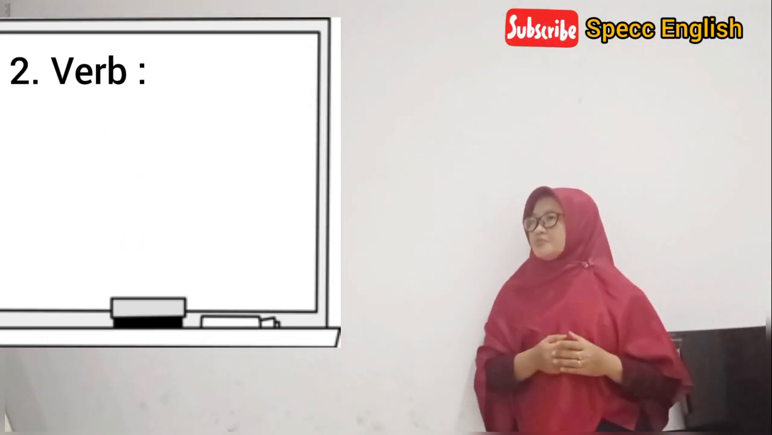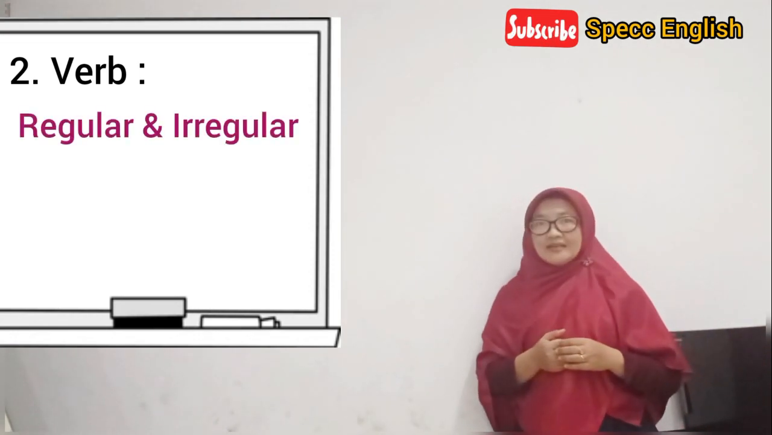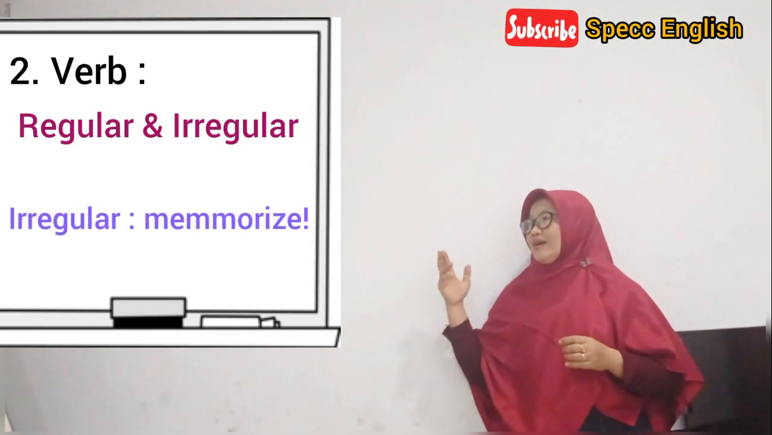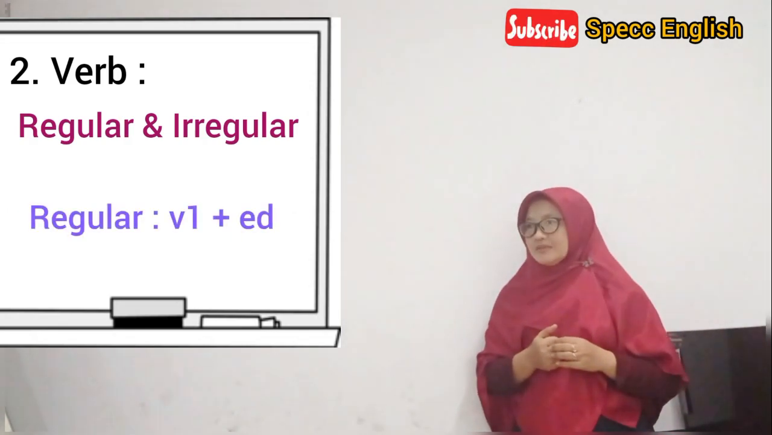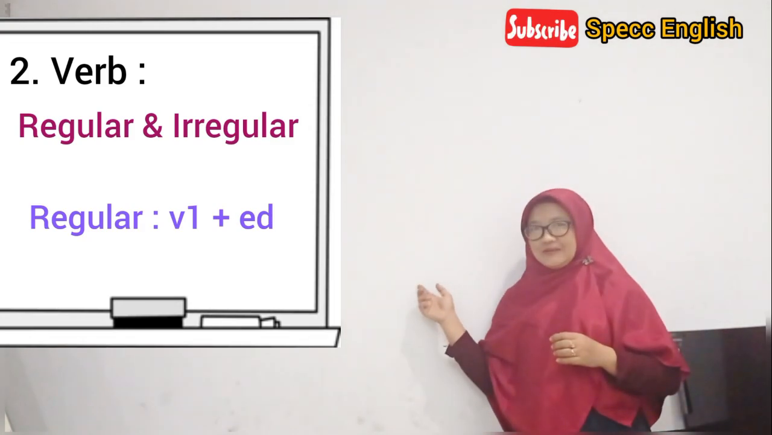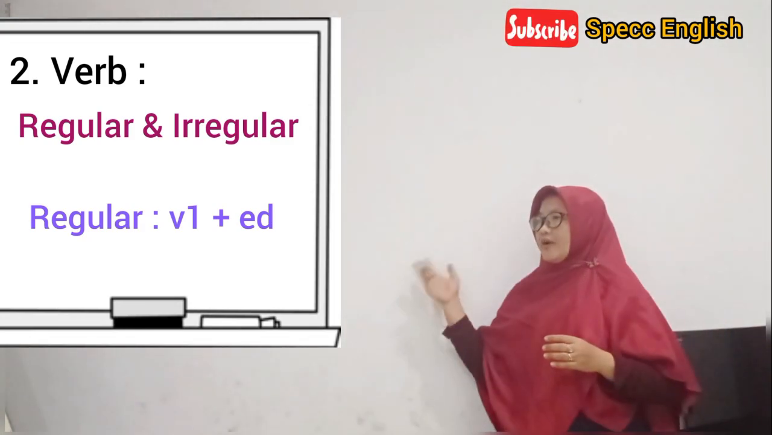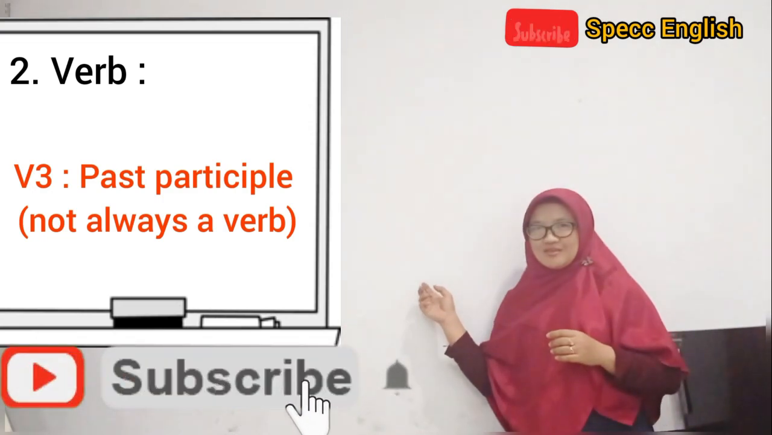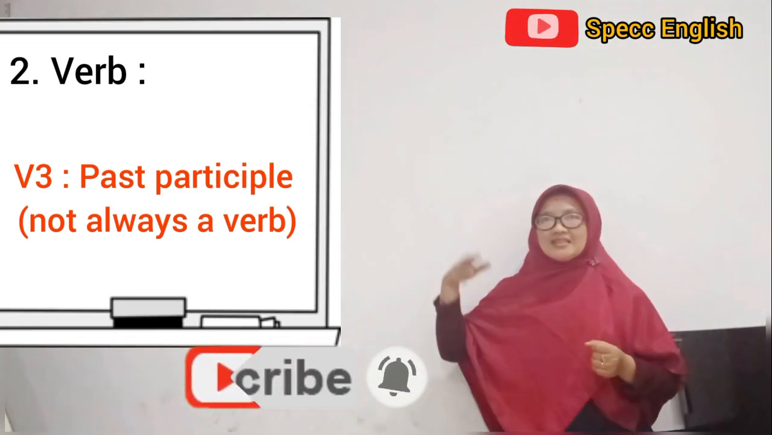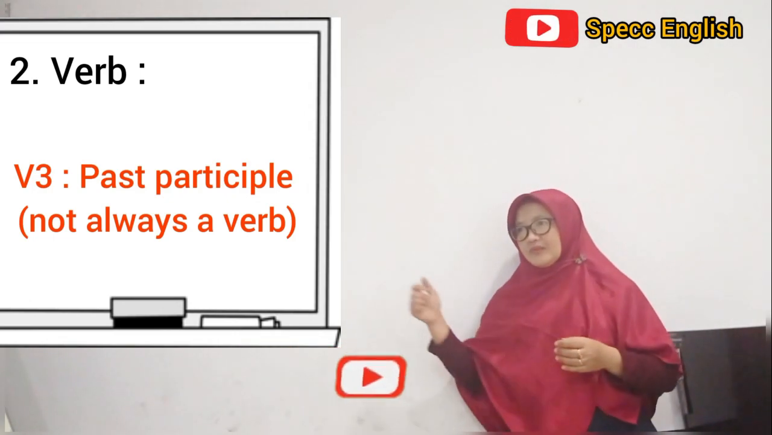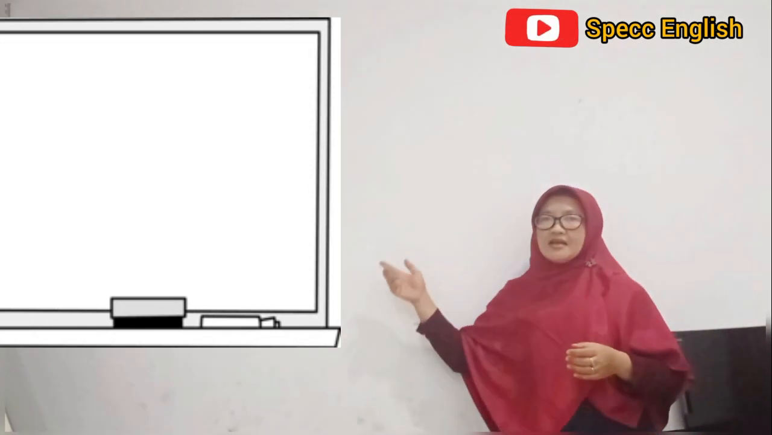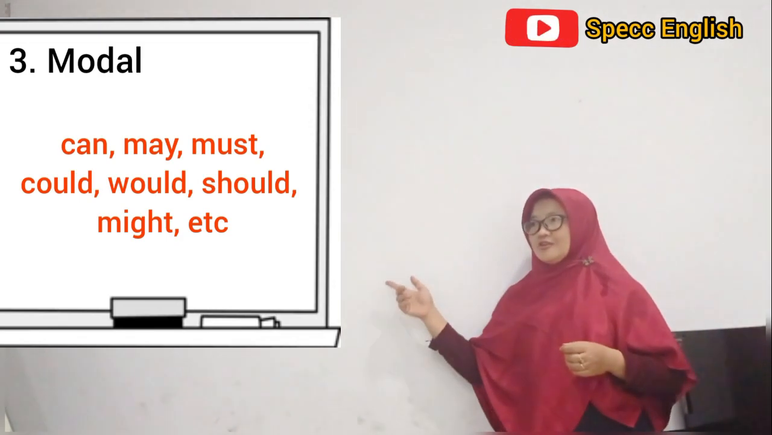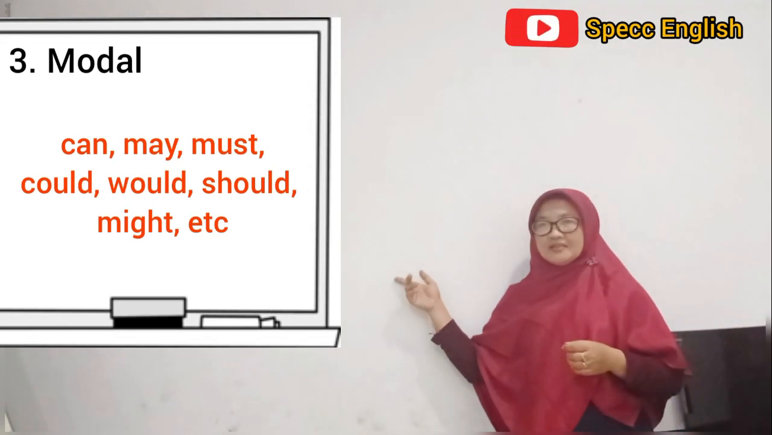Okay, so for verb 2 and verb 3, there are regular and irregular forms. For irregular forms, you have to memorize. Okay, and then for the regular ones, it must be with an ed ending. But be aware of the past participle. So verb 3 could be a past participle. But don't worry, we are going to discuss it later. All right, and then the third characteristic is modal. For example, can, may, must, could, would, might, etc.